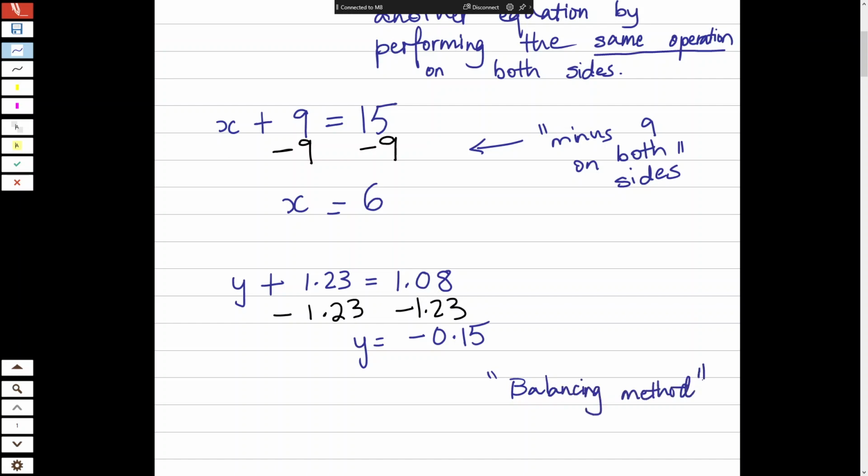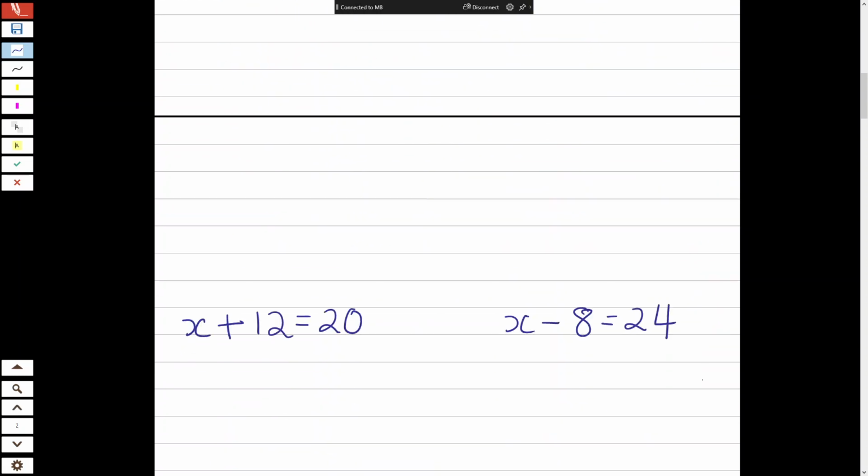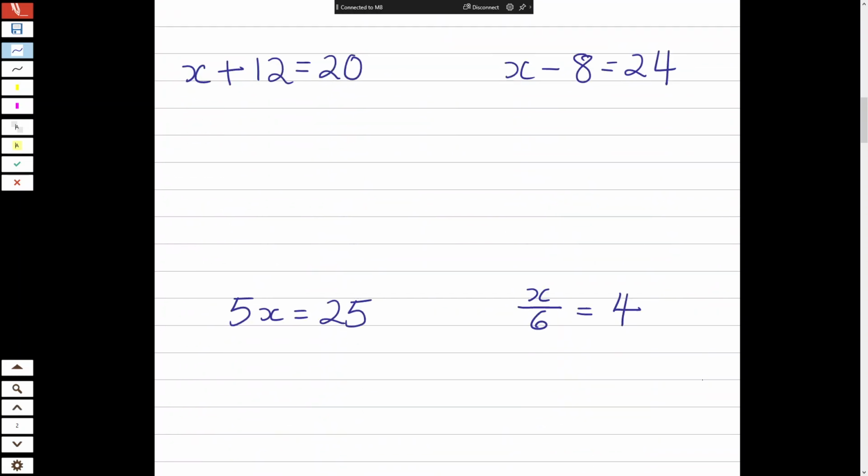All right. We're going to do quite a few examples. We're going to build up. So I've got about 3 or 4 pages worth. All right. So we've already done something like this. All right. What about the second one? What should I do to both sides to get rid of the minus 8? Plus 8. Why should we plus 8?